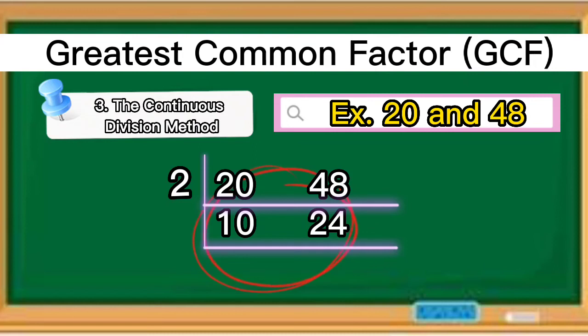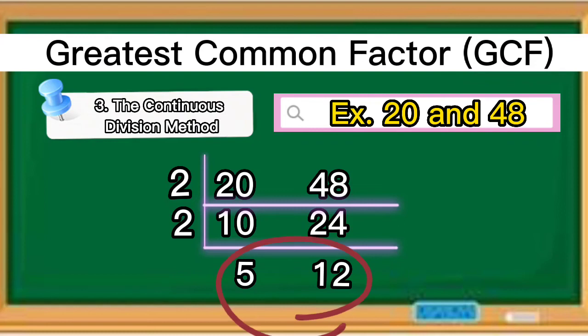Yes, we can still divide it by 2. 10 divided by 2 is 5. 24 divided by 2 is 12. Now how about this portion? Can we still divide it? Absolutely no, because if we use 5, it cannot be used to divide 12.